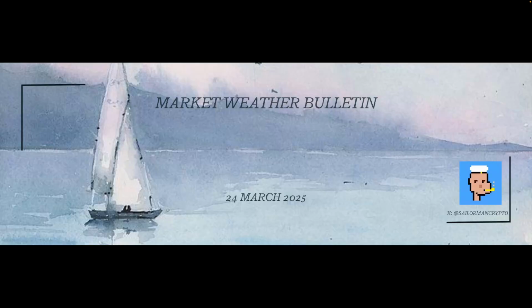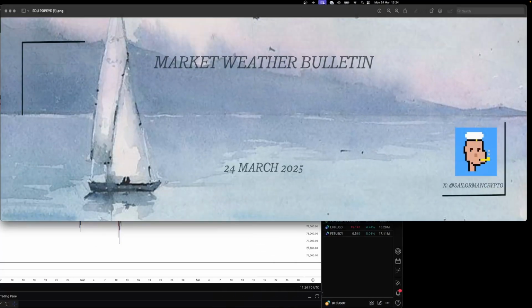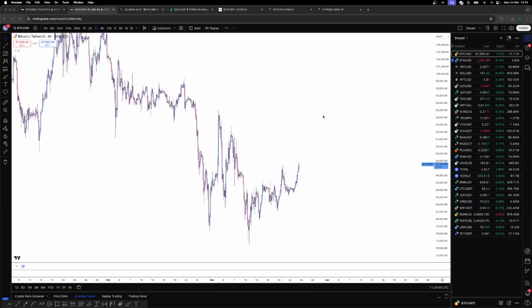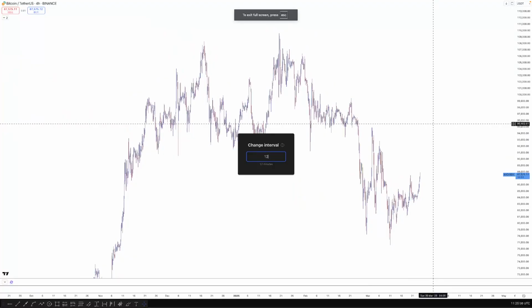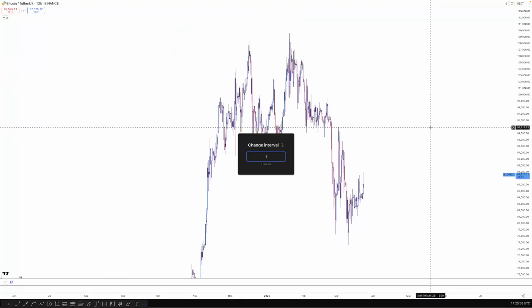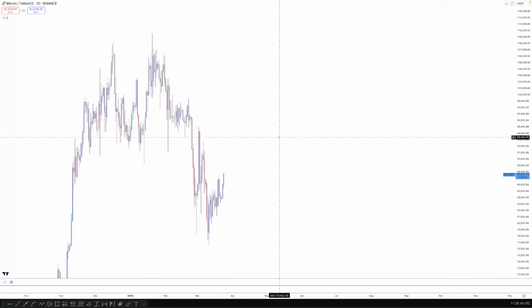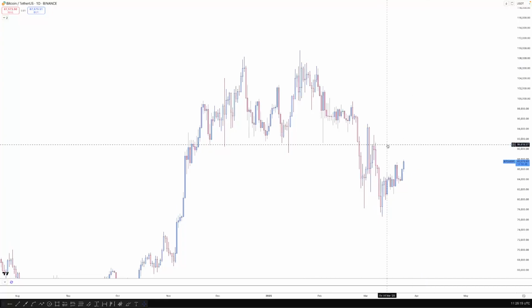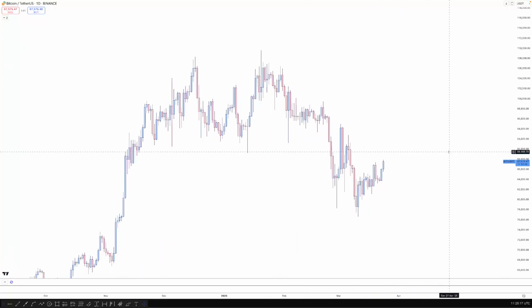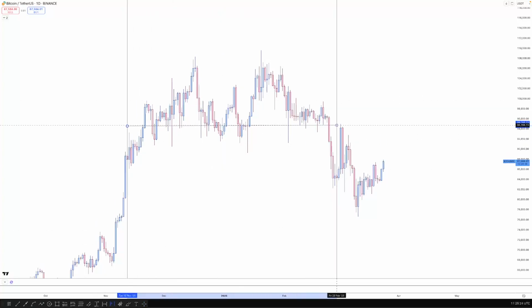But without further ado, let's move to the Bitcoin chart and see what is going on. Quickly mapping the levels on the daily, Bitcoin is clearly downtrending with a series of lower highs and lower lows, and is still below our previous range.